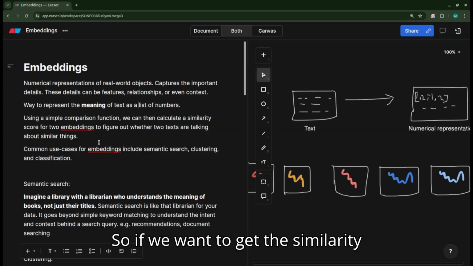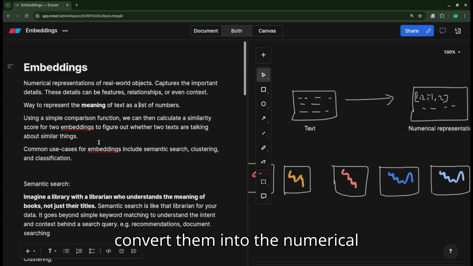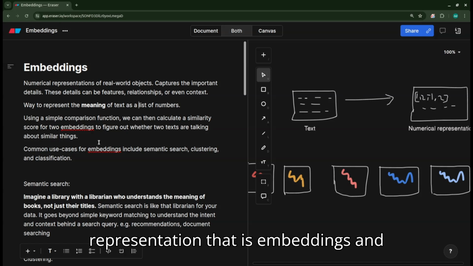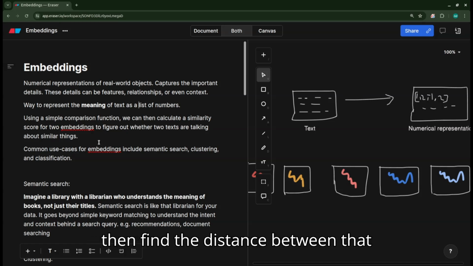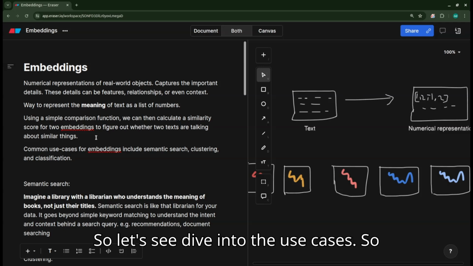If you want to get the similarity between two objects, we can convert them into the numerical representation, that is embeddings, and then find the distance between those embeddings. So let's dive into the use cases.